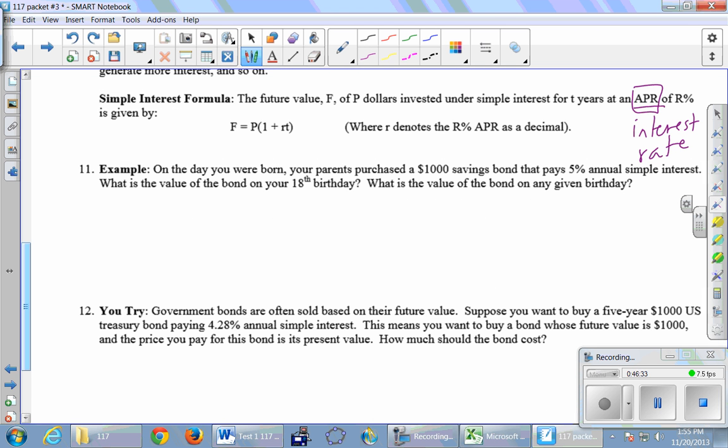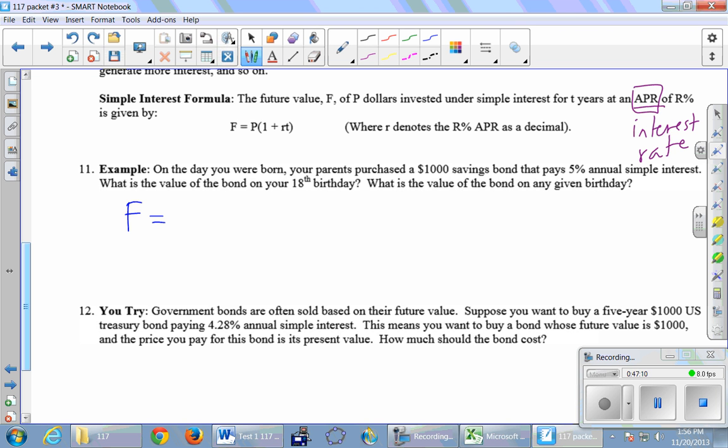So let's go to IDA for number 11, please. Okay, so let's give this one a shot. $1,000 invested on the day you were born. We are looking for how much you are going to have on your 18th birthday. Is that a present value or a future value? That's a future, sometime in the future. So what we are looking for is F, which means everything else in this formula had better get filled in.